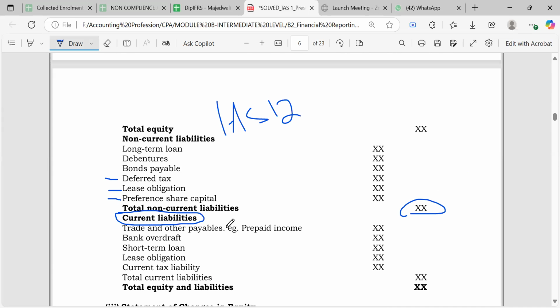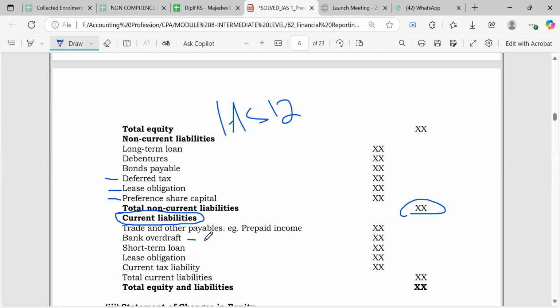Maybe it's trade and other payables, like trade payables, or other payables like prepaid income. Someone has paid you in advance, right? Maybe it could be an accrued expense. Let's say maybe it's rent. You should have paid all the rent, but you have only paid partially, so you're still owing the landlord, right? Okay, we have the bank overdraft.